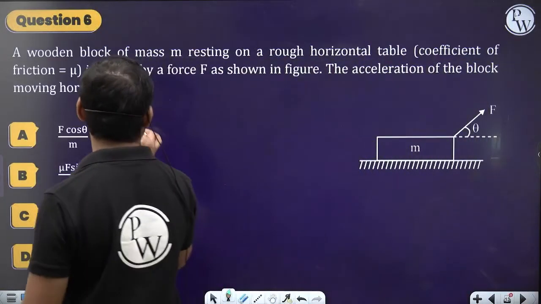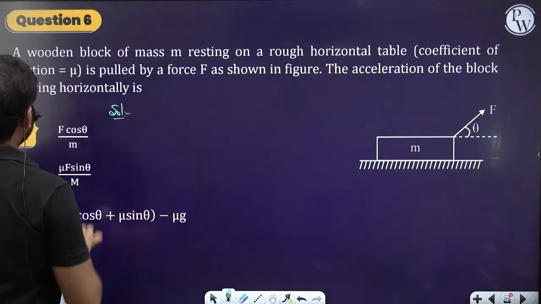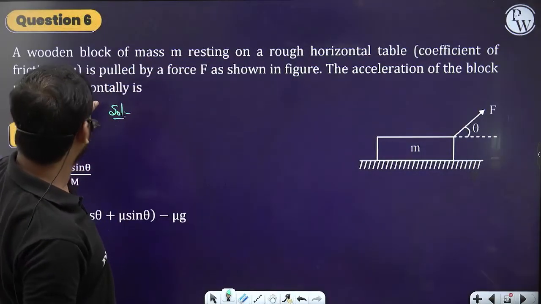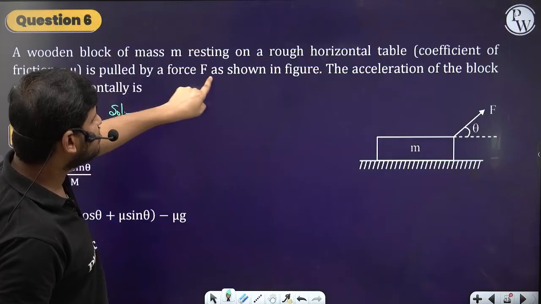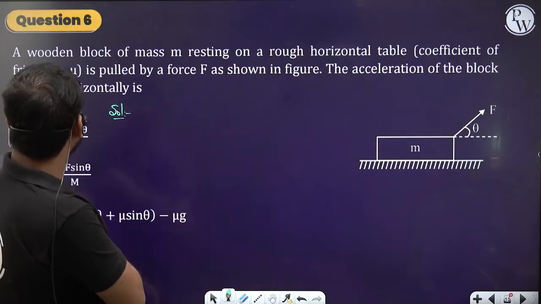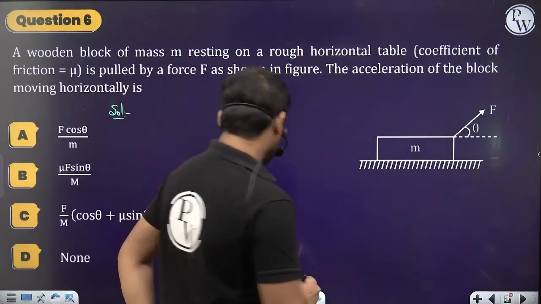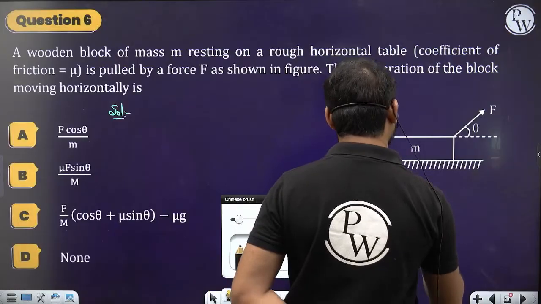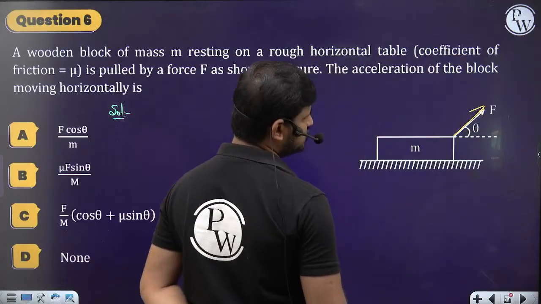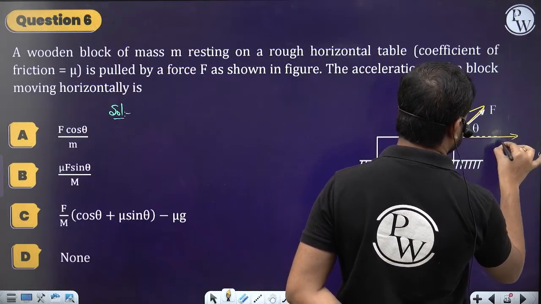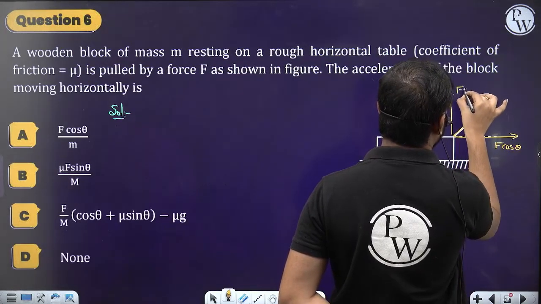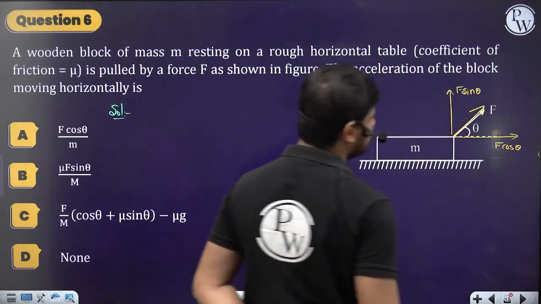So what does the next question say? A wooden block of mass m resting on a rough horizontal table, coefficient of friction mu, is pulled by a force F as shown in the figure. We need the acceleration of the block moving horizontally. The force that is acting here is this one. Whenever the force is like that, you draw the components of the force. This side the F cos theta component will come, and this side the F sin theta component will come.